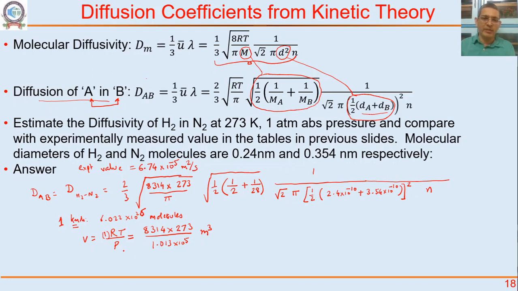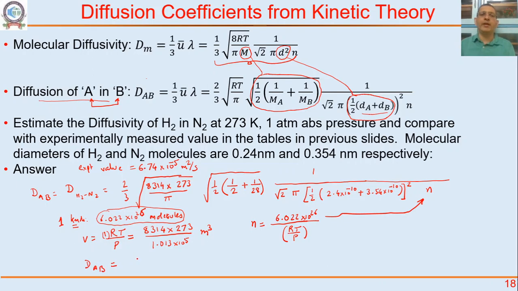So that means in this much amount of volume, these many molecules would be there, right? So number of molecules per unit volume would be 6.022 into 10 raised to 26 divided by this volume. This volume is RT by P. Okay, put that here and calculate the value of molecular diffusivity according to kinetic theory of gases. You will get it in meter square per second. Just take care of units, especially units of R. I'm again re-emphasizing.